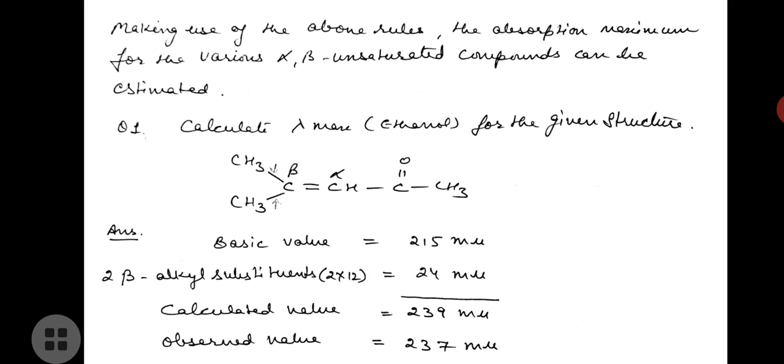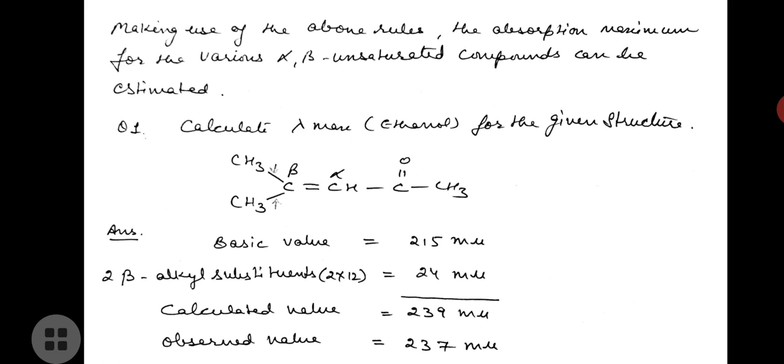Calculate lambda max for the given structure. So here the basic value is 215 millimicron. Then next see the alpha position and the beta position, and at beta position you can see two alkyl substituents. I have shown it with the help of two arrows. And just see the table.